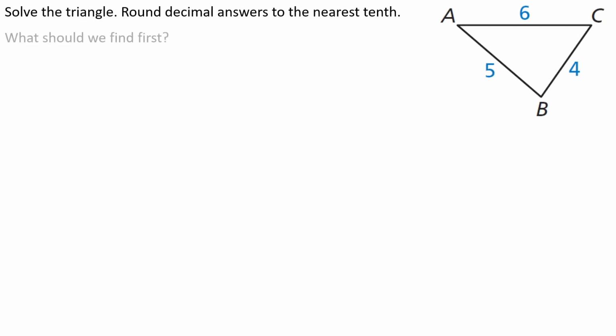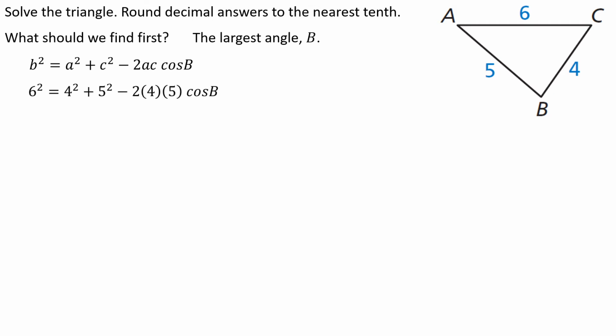If I'm given free rein of which angle to go for first, I know because 6 is the largest side, the largest angle has to be B. That's what I'm going to look for first. Plug in the values for A, B, and C that we know. I can do my squaring, I can do my multiplying. Combine like terms. Well, the 16 and 25 will combine.